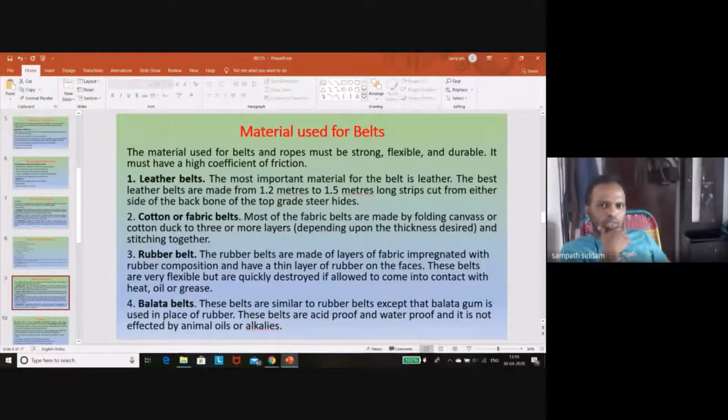The most important belt here is the leather one, which is made from 1.2 meter to 1.5 meter long strips cut from either side of the backbone or from the top grades. That is the case for leather belts. There is more detail about that, but I have not listed it. Next you have cotton, fabric, or rubber blends. In most applications, we generally go with balata belts as well as rubber belts, because they have more life as well as strength. I'm not going into much detail about the materials of the belts. I'll move on to the next one.